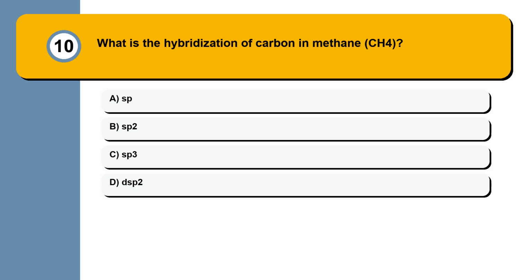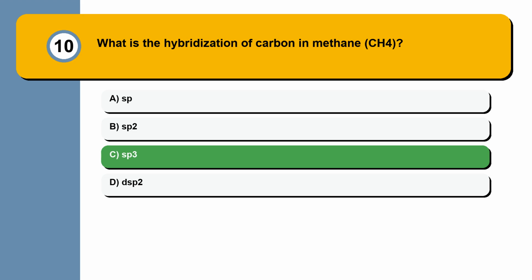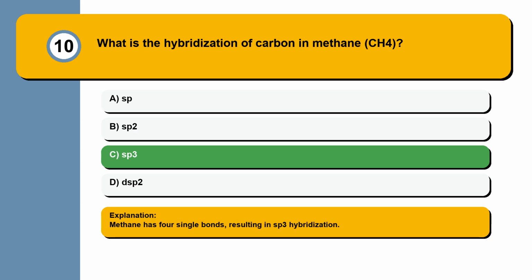Question 10. What is the hybridization of carbon in methane? CH4, sp, sp2, sp3, dsp2. Methane has 4 single bonds, resulting in sp3 hybridization.